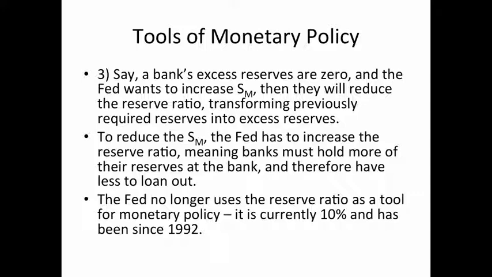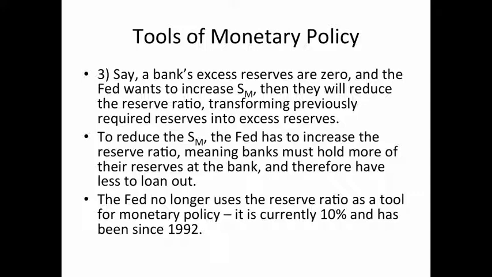The third option to manipulate the money supply is to change the reserve ratio. If you remember, the Fed sets the reserve ratio, and again, that tells banks how much of their customers' money must stay in the bank. Well, if we change that, then that will change excess reserves. So for example, if the Fed increased the reserve ratio, that means banks must hold more of their customer money in reserves. Therefore, they'll have less to loan out. So that would decrease the money supply.